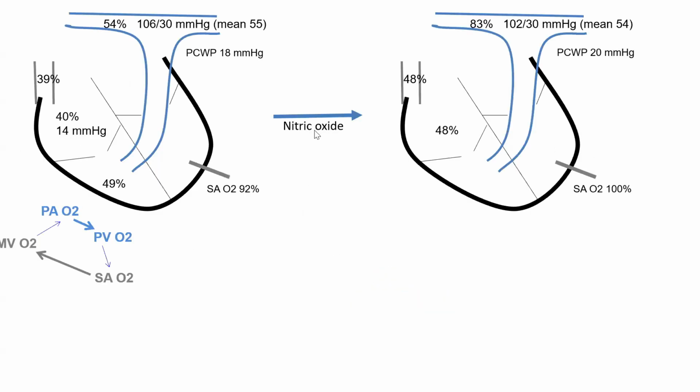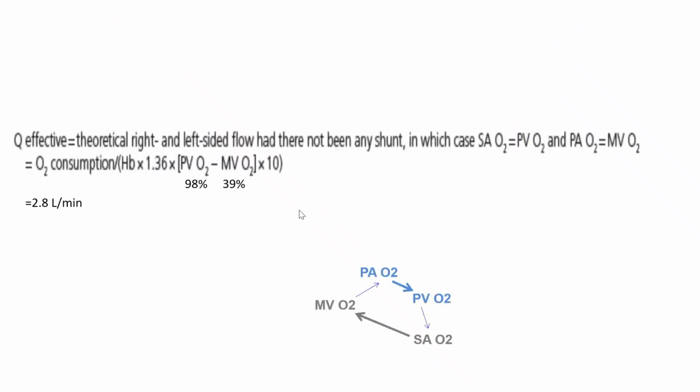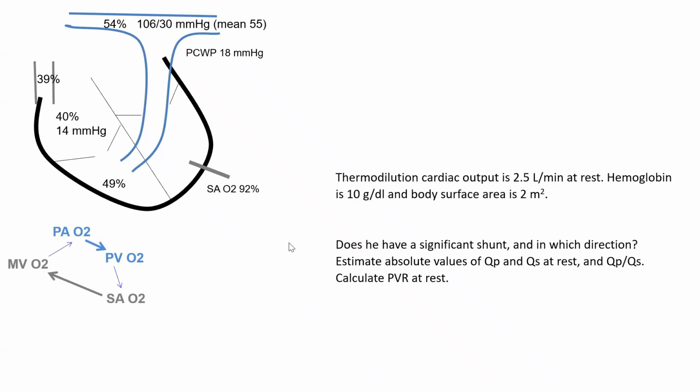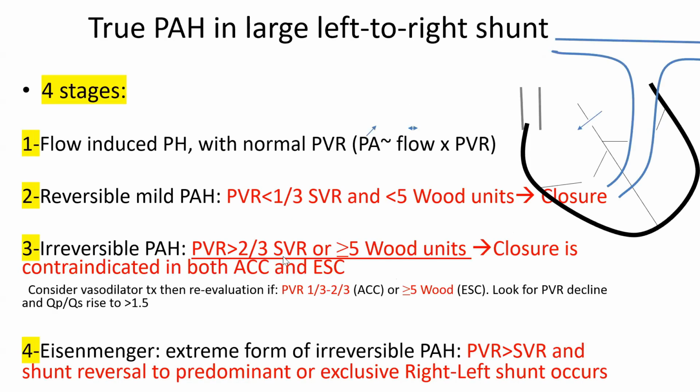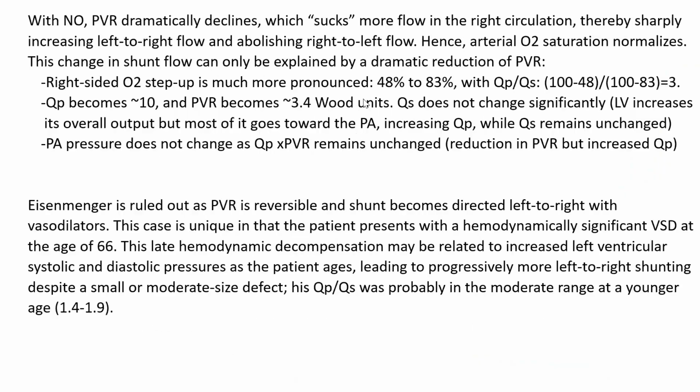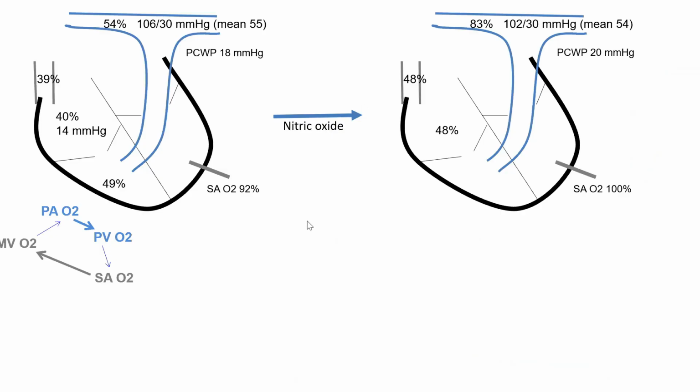Anyway, we gave him nitric oxide. European guidelines recommend trying chronic pulmonary vasodilator therapy in some patients with PVR that is elevated, but not that elevated. PVR 1/3 to 2/3, or more than 5 units, but not more than 2/3 of the SVR. So what he did is not guideline applicable. But anyway, we did it in this case with a PVR of 10 Wood units. So we did this, and here is what happened.